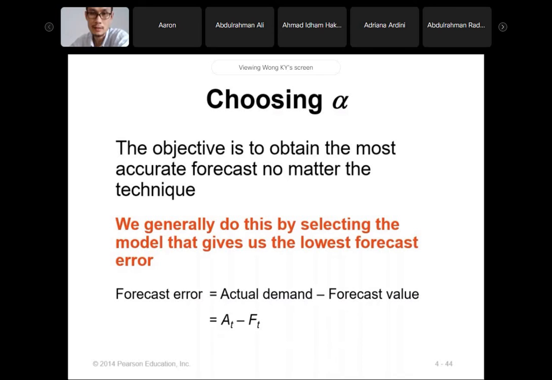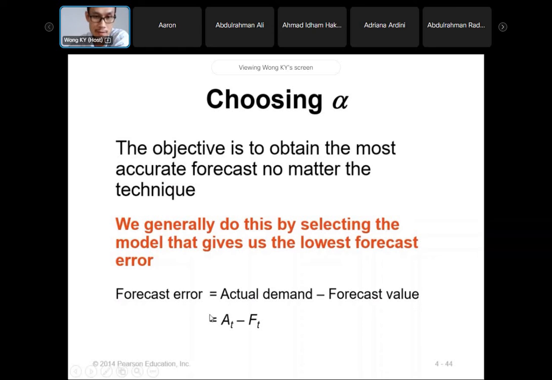Okay, how do we choose alpha? As I said, it's very hard to choose alpha. So normally what people do is they use a certain alpha value and do the forecast. And then they set another alpha value and do the forecast. And then they compare which alpha value gives us a more accurate forecast. So how do we compare which one is more accurate? We can calculate the forecast error. You know error is equal to actual minus forecast. That will give us the error.